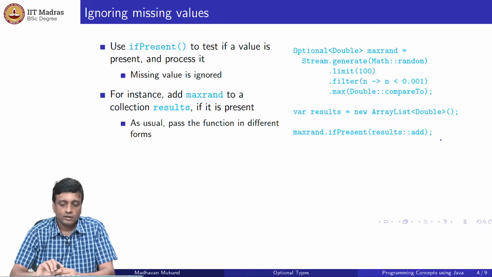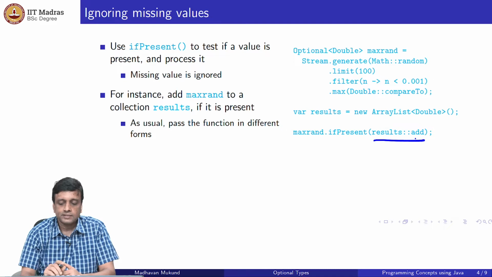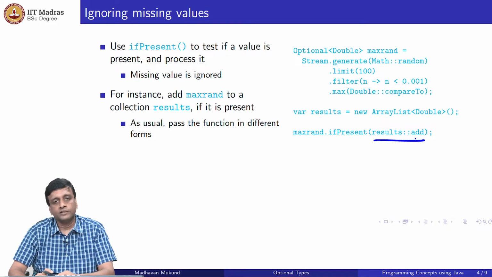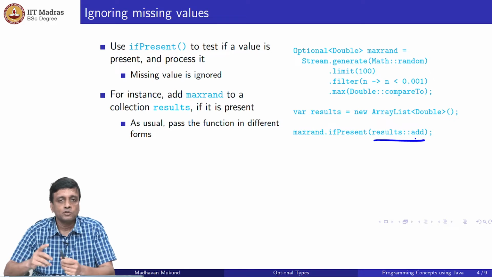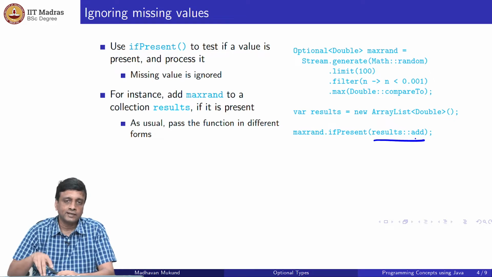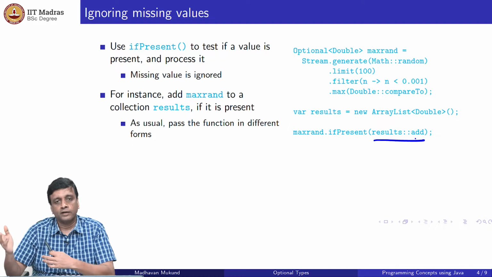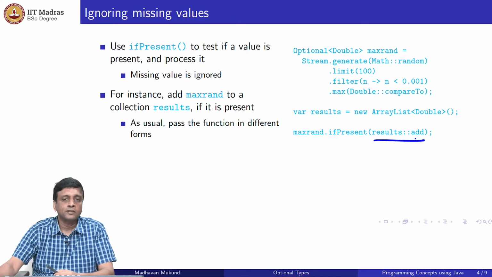And of course, we could equivalently write that by saying use the add function from results, right, and apply it to results rather. So remember, these are various ways of calling lambda expressions. You can either give the expression, or you can call a static value for a class, or you can call a method which is associated with a class or with an object. So in this case, we are saying apply this method to this object.